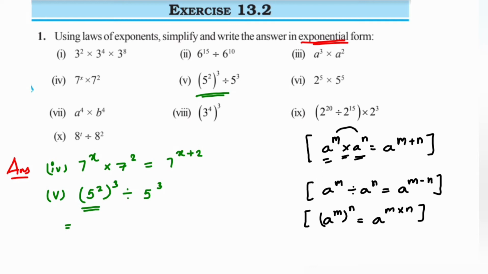So I'm solving here. You just multiply 2 and 3. So 2 3s are 6. So 5 to the power 6. Now we write down the next number the same, divided by 5 cube. Since we have a division sign with the same base, the base will remain same. We use the second law: the bases are same, so just subtract the powers. So 6 minus 3, which will be 3. So 5 to the power 3 will be the answer here. Then the next question is the sixth one. Now the sixth one is a bit different. We'll write down the question first.